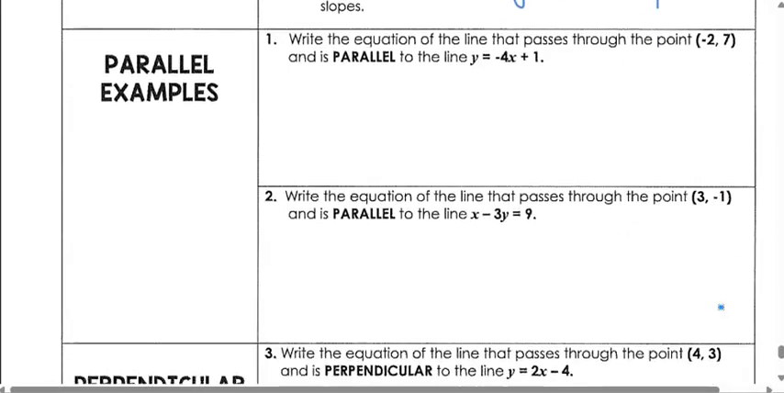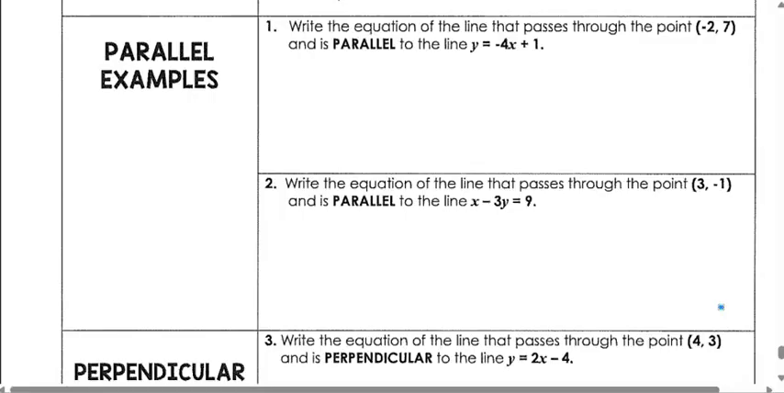Okay, so write the equation of the line that passes through the point (-2, 7) and is parallel to the line y = -4x. This tells me if it is parallel to this line, it should have a slope of -4. And then I'm going to use this to write the equation, just like we did earlier in the unit. So we can do point-slope or slope-intercept form, whichever way you prefer.